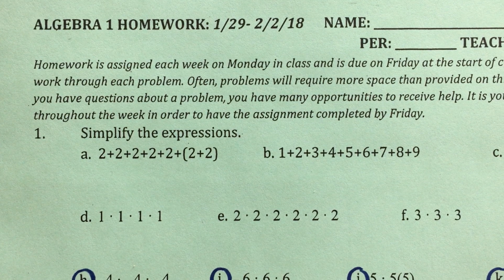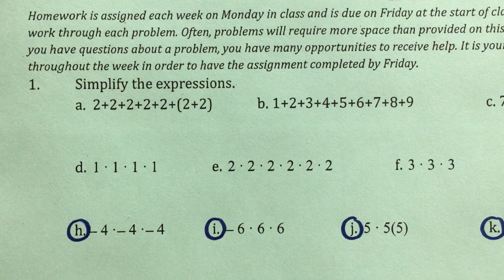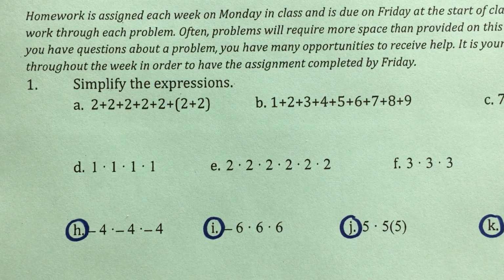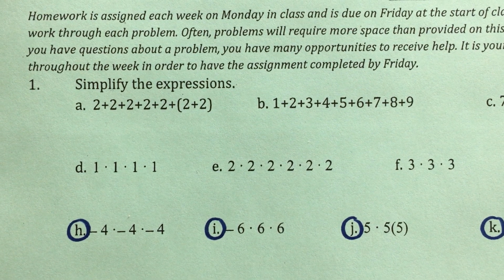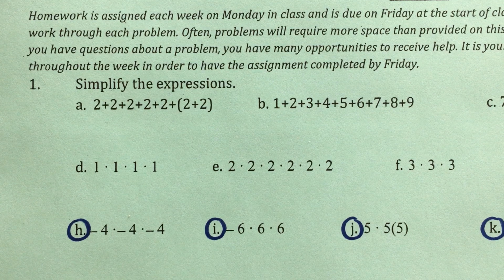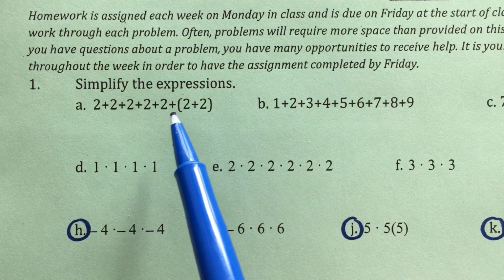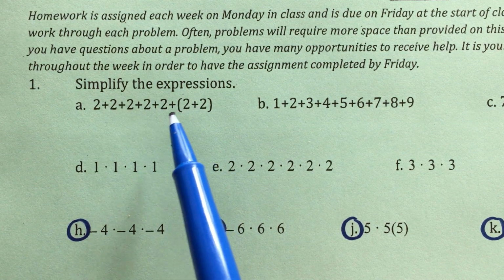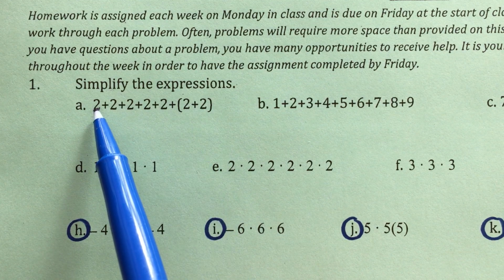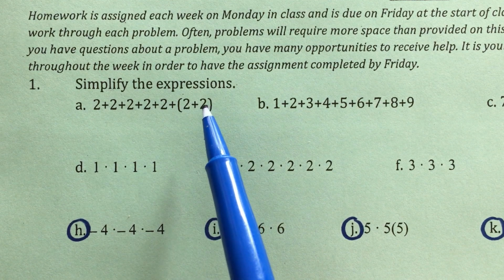So the front side, we want to simplify the expressions. First we see repeated addition going on with some parentheses in there. Well, since it's all addition, we don't really have to pay attention to those parentheses because of the commutative property and associative property of addition. It doesn't matter what order you add these up. Whatever order you do, it's really adding up to 7 times.